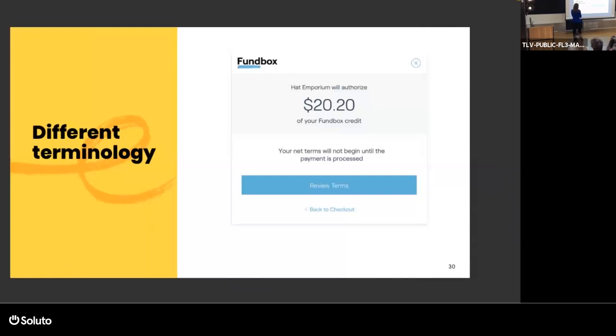So here's a screen where the buyer, Jimmy's Hats, is giving permission to authorize $20, but their net terms will not begin until payment is processed. So we want them to know you're going to place your order for your hats. The hat wholesaler will start making them because they're confident that $20 will be there at the end of the day. But your net terms don't start now. Only when there's a final price and the money has been captured or processed, only then does the clock tick on your 60 days if you have net 60.